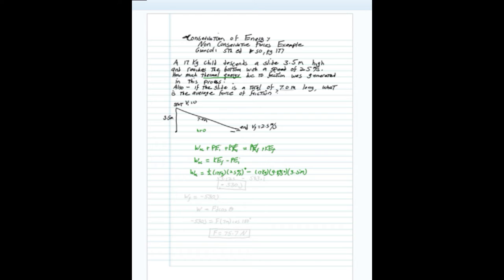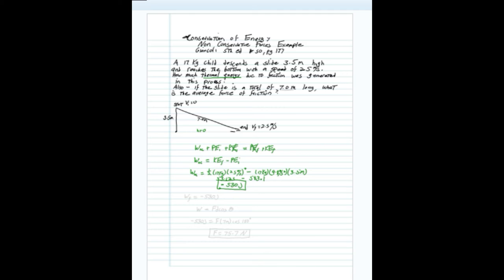Okay, so that first term, 0.5 times 17 times 2.5 squared, is 53.125. And the second term, 17 times 9.8 times 3.5, is 583.1. So if we subtract those two, 53.125 minus 583.1, I get negative 530 joules. And the reason it's negative is because friction is taking away energy in this case.